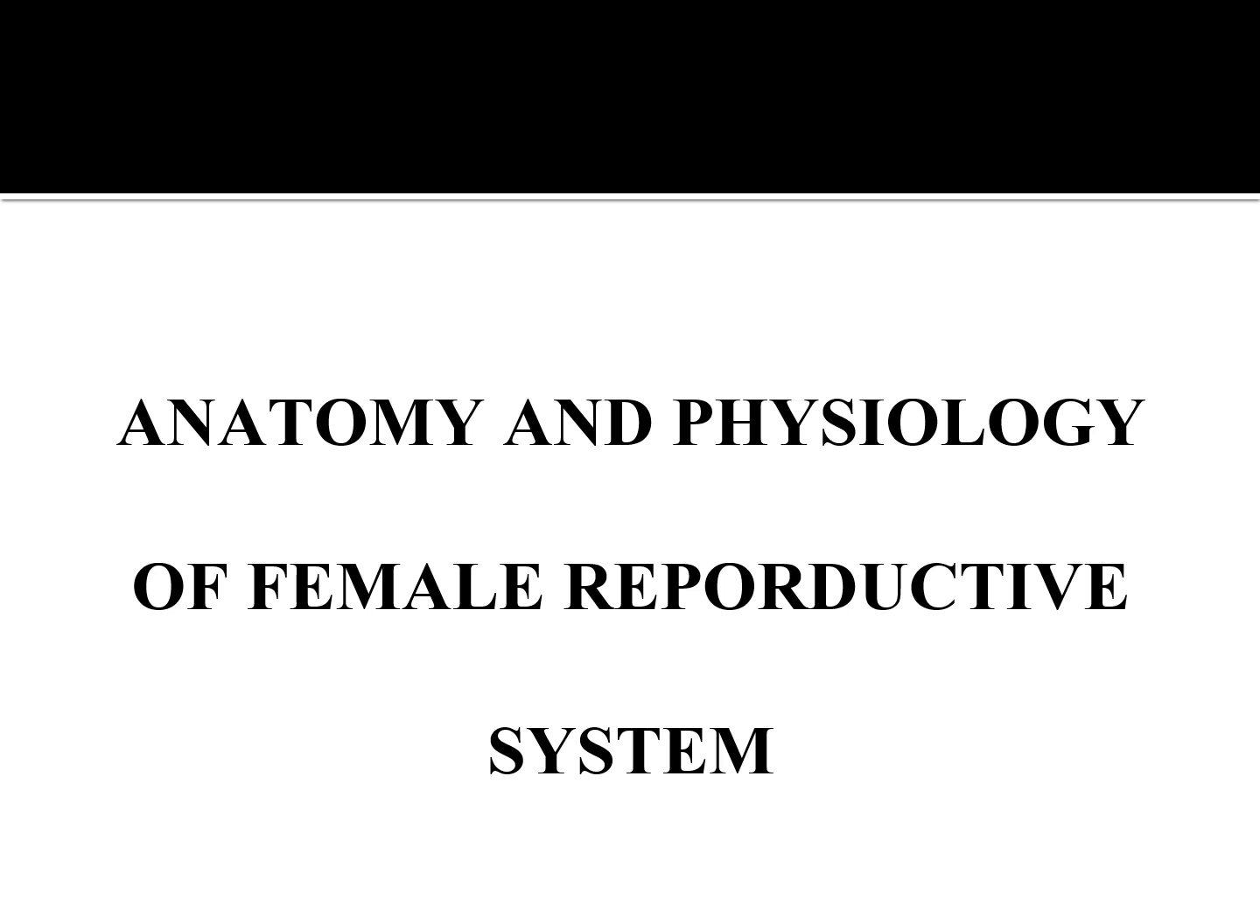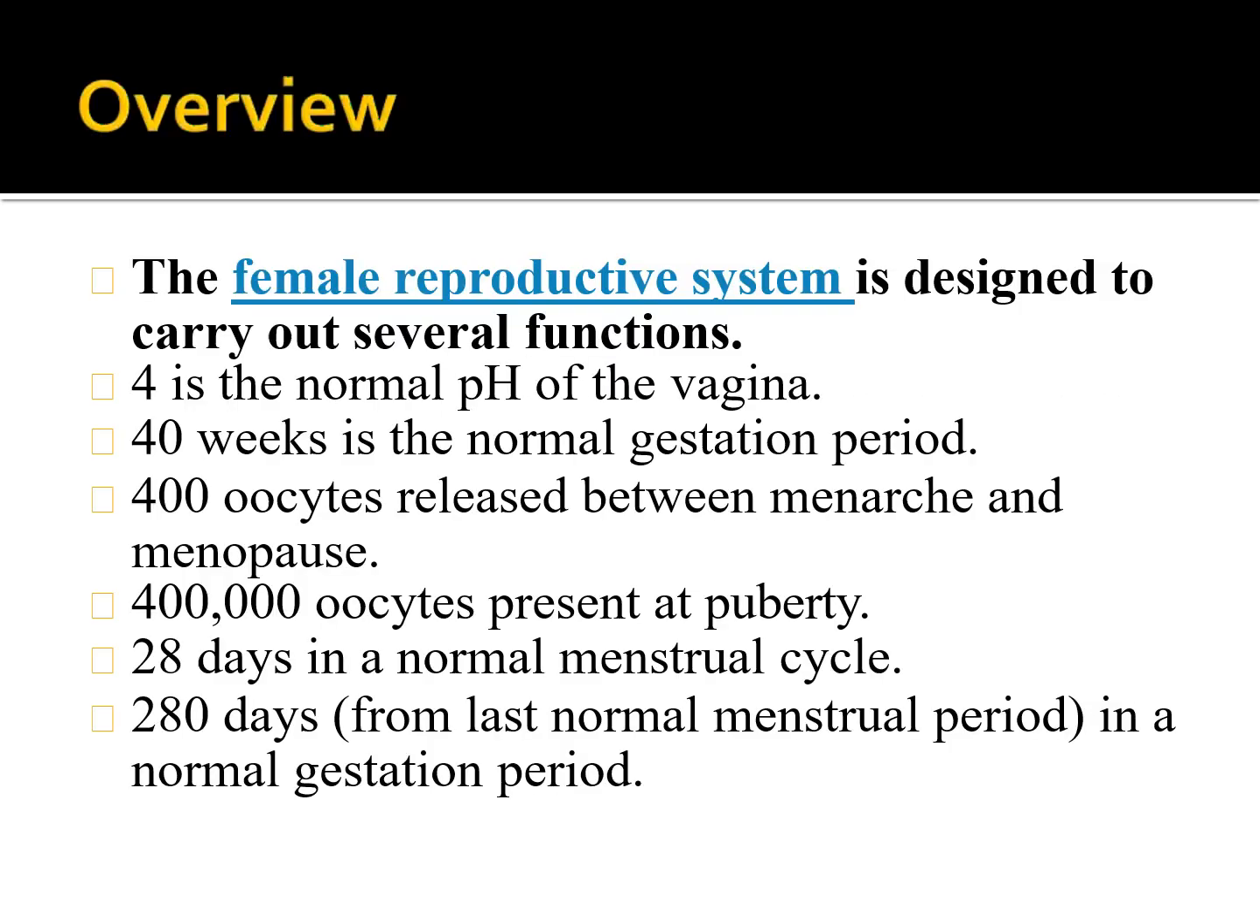Today we are going to see the very basic concept of OBG, that is anatomy and physiology of the female reproductive system. If we look into the anatomy and physiology of the female reproductive system, we can identify that it is designed specially for certain important functions. One is that it maintains the normal pH of the vagina.